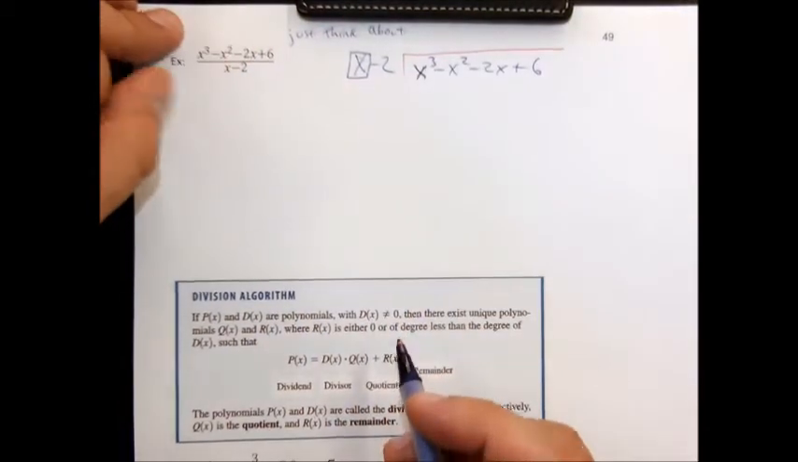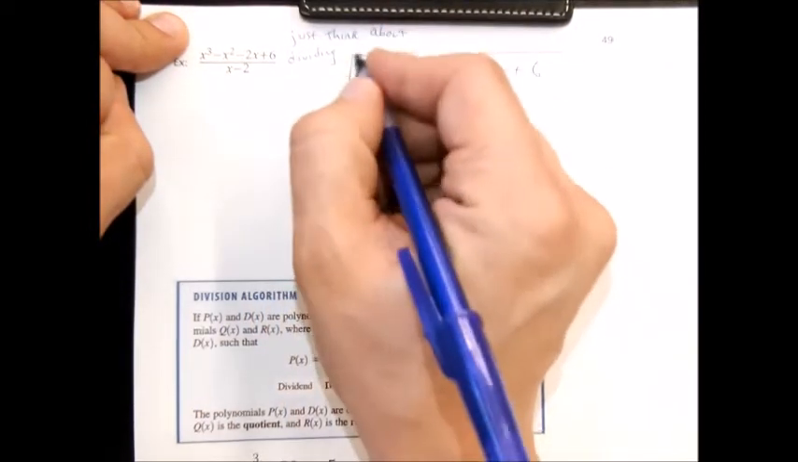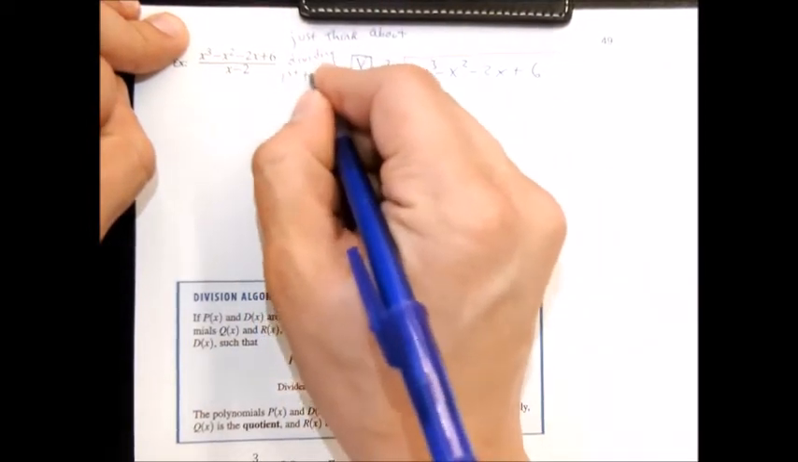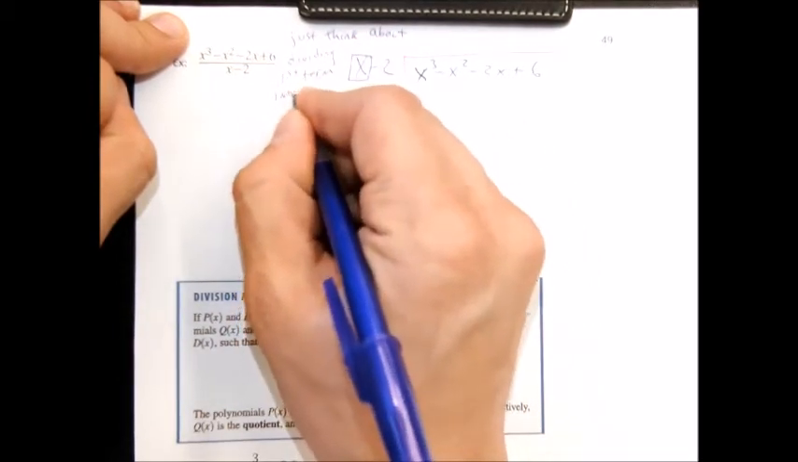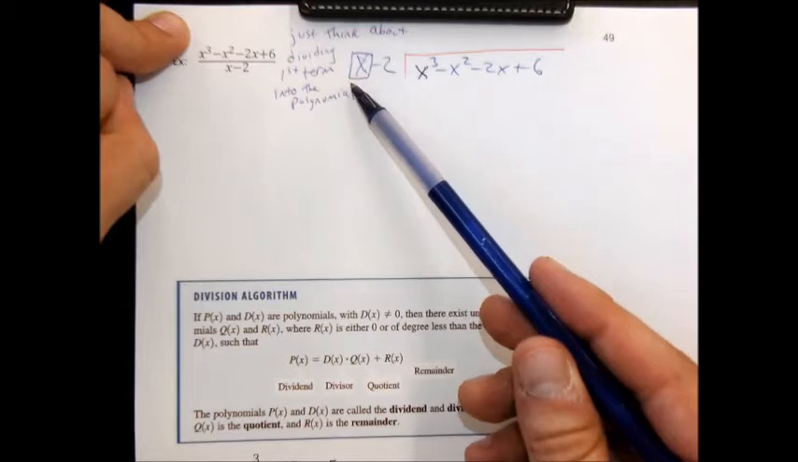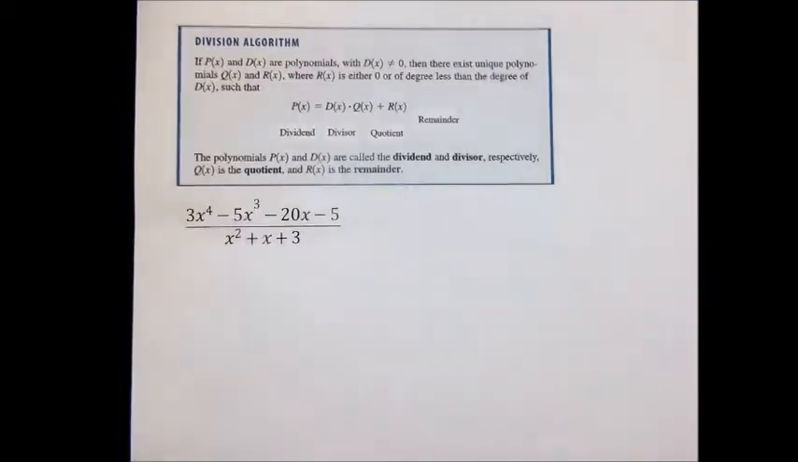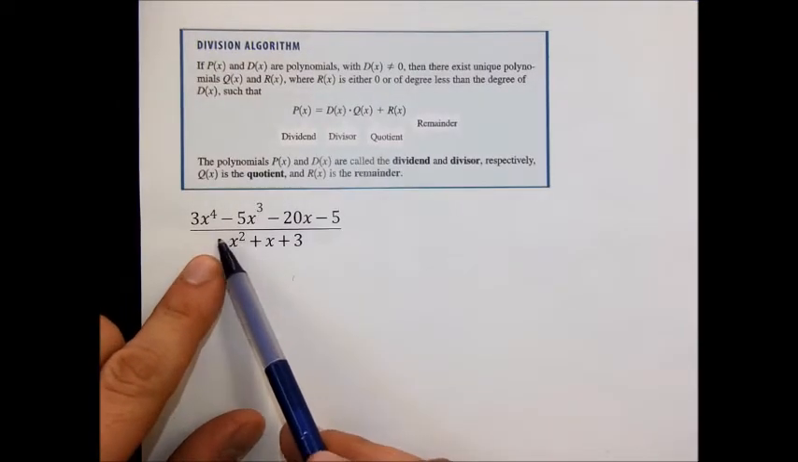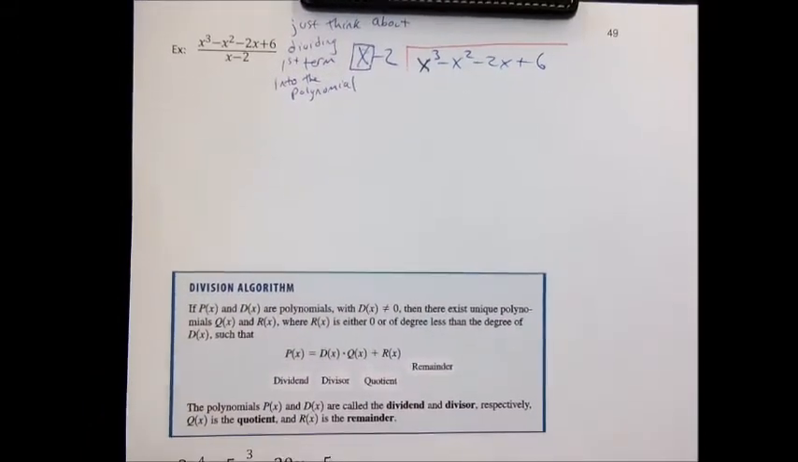Just think about dividing the first term into the polynomial. And in this case, it's x. If you look down at the one below it, just looking ahead, we're just going to focus on the x squared in this one and not the x plus 3. So you just focus on the first term of the divisor.